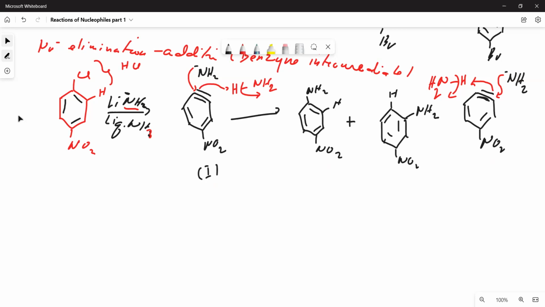Okay, so now we're done with that one. No? We look at the other resonance of diazonium, which is this structure.